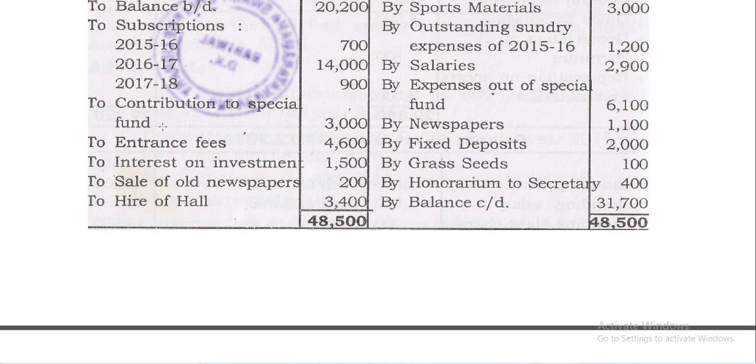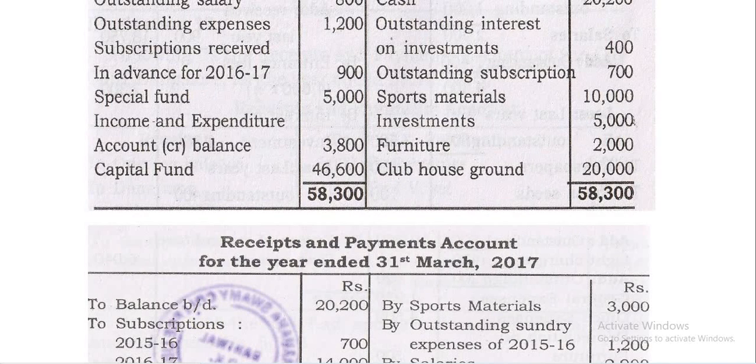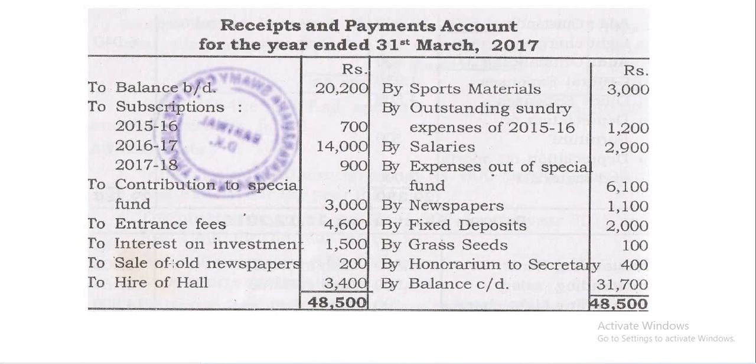Contribution to special fund. If you look at the opening balance sheet, there is an item special fund. So to this, you have to add additions during the year. So there is contribution to special fund 3,000, that should be added. If any expense is there, that should be deducted. Expenses are there here, that should be deducted. And the remaining balance should be shown on the closing balance sheet, liability side.